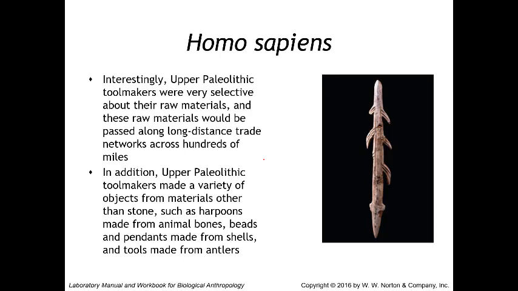Interestingly, Upper Paleolithic toolmakers were very selective about their raw materials, and these raw materials would be passed along long-distance trade networks across hundreds of miles. In addition, they would make a variety of objects from materials other than stone, such as harpoons made from animal bones, beads and pendants made from shells, and tools made from antlers. The image here is an Upper Paleolithic tool made from antler. It's a barbed harpoon, carved into the antler, and this was used to catch fish.